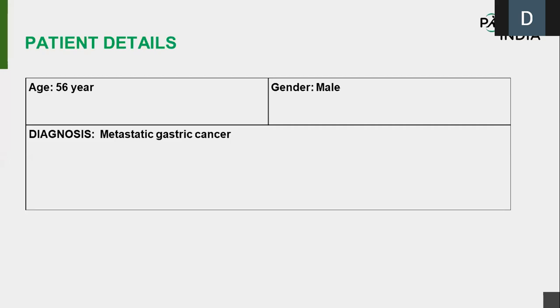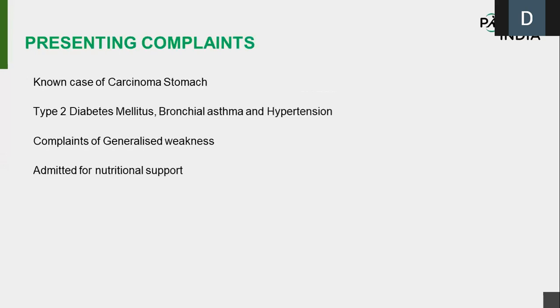Bilal. So we talk about a 56-year-old male who has a diagnosis of metastatic gastric cancer. So he's a known case of carcinoma stomach with type 2 diabetes mellitus, bronchial asthma, and hypertension. This last presentation to the hospital about a month back was with complaints of generalized weakness, and he was admitted for nutritional support because of the poor status of nutrition which he was in.